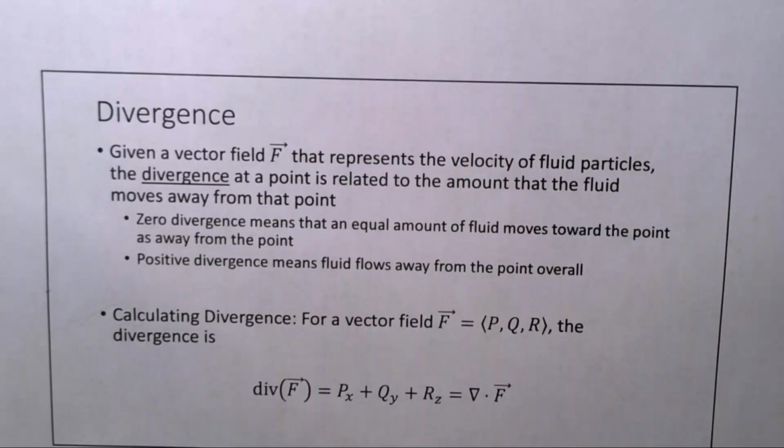Divergence is the amount of fluid that moves away from a point for a given vector field. If the divergence is zero, then an equal amount of fluid flows towards the point as away. If there's positive divergence, more fluid flows away. If there's negative divergence, more fluid flows towards.